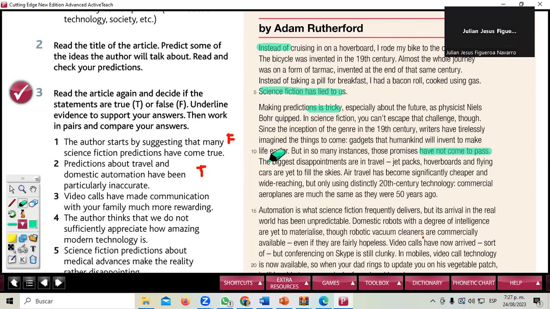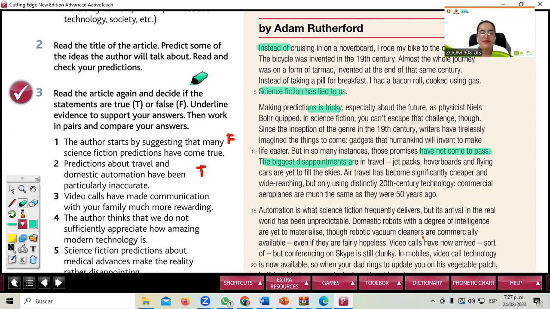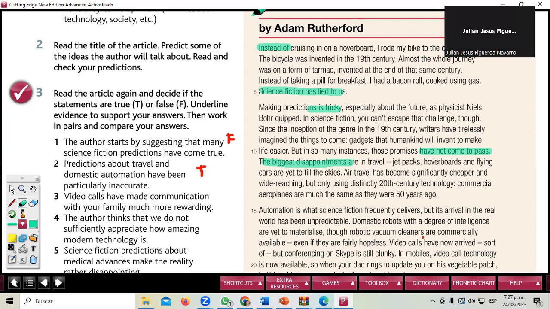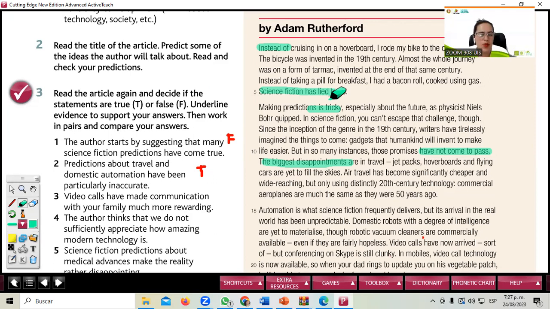He talked about the jetpacks and hoverboards and flying cars, and that the skies will be filled with them, but nowadays we use more airplanes, or the same airplanes that we have been using. Yes. So he talks about being a disappointment. It's like these ideas have not come to pass and they are a disappointment. So it is inaccurate. It's true. Very good. Thank you, Julian.